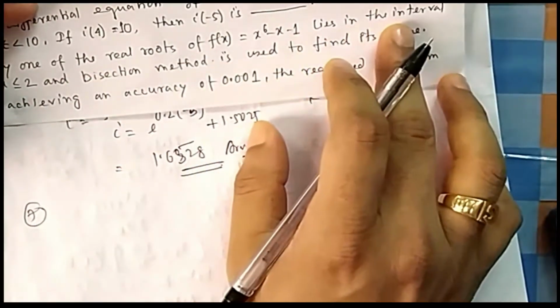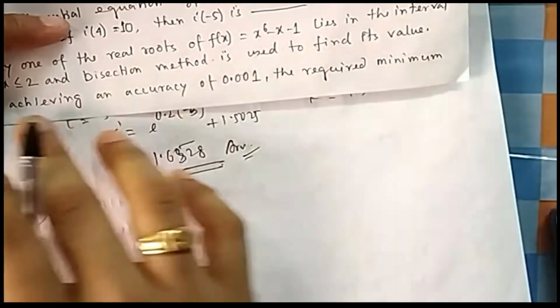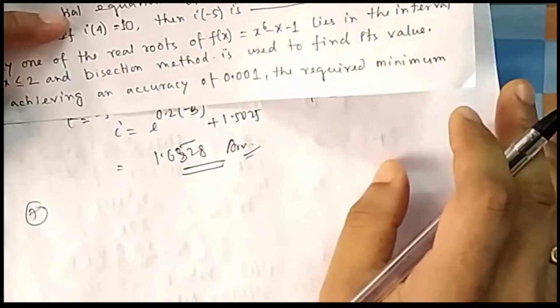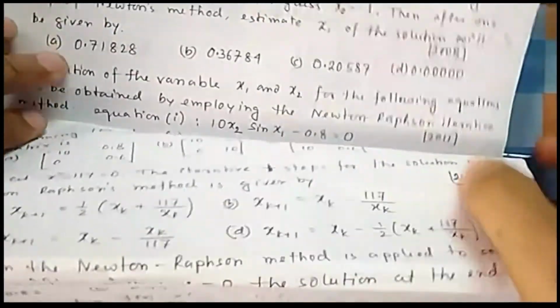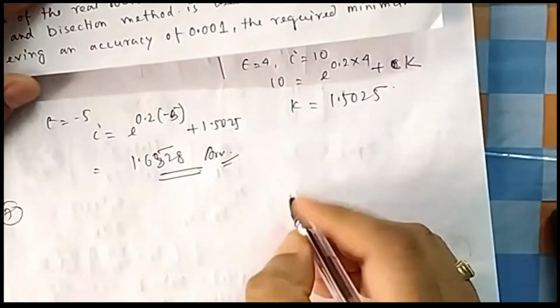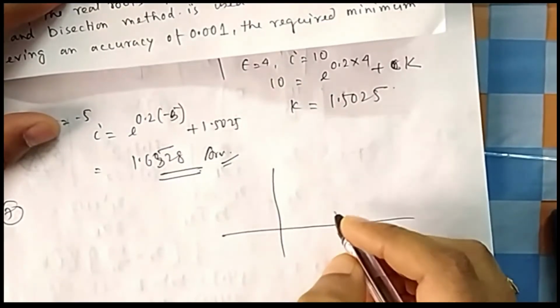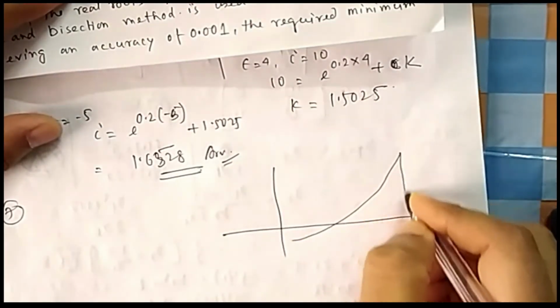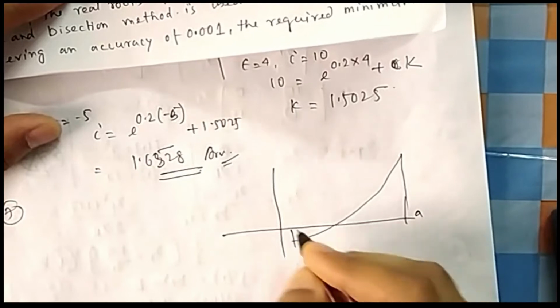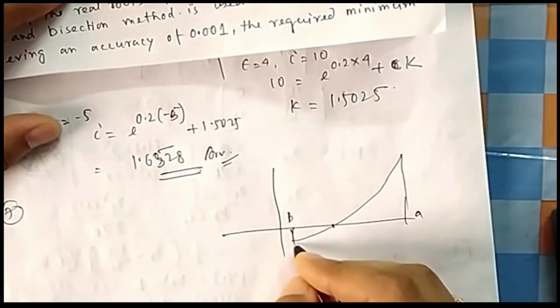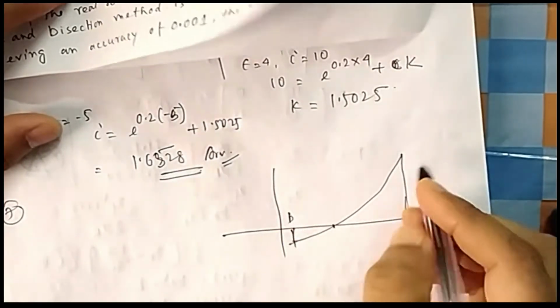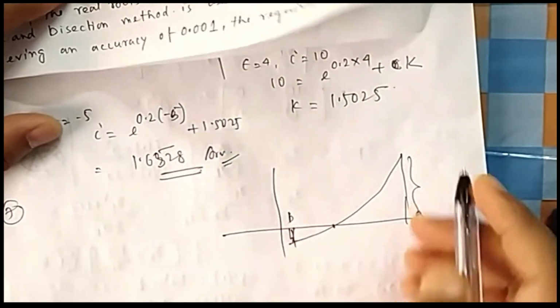Only one real root of this lies in the interval. The bisection method is used to find the value. For achieving this accuracy, they ask the minimum number of iterations required. What is the bisection method? Before the Newton-Raphson method, there was a method known as the bisection method. Again the same: suppose there are a and b, and you know the root lies between a and b. So the idea is, first you calculate the values of f(a) and f(b).